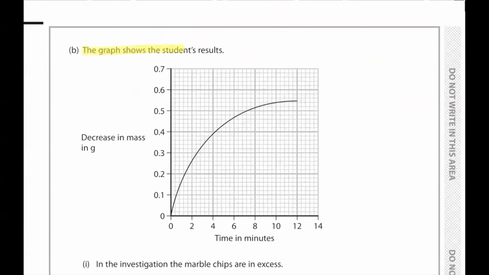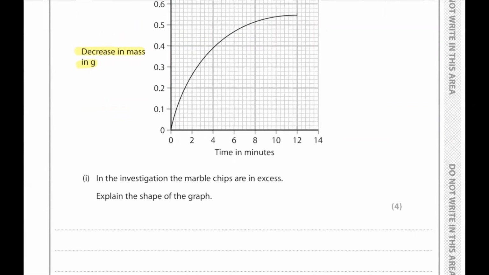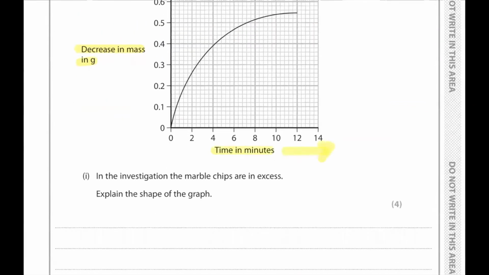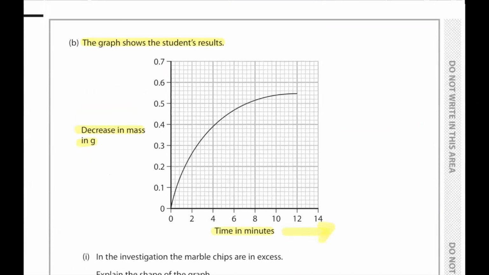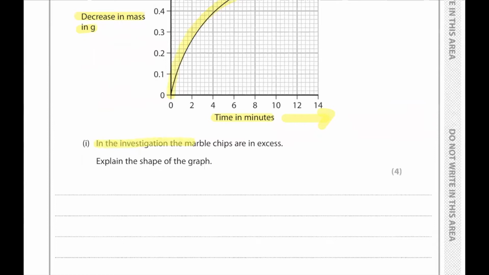Part B, the graph shows the student's result. Decrease in mass in grams against time in minutes. As the time increases on the x-axis, the decrease in mass increases, but slowly it plateaus. It doesn't increase any longer with increase in time. In the investigation, the marble chips are in excess. Explain the shape of the graph.